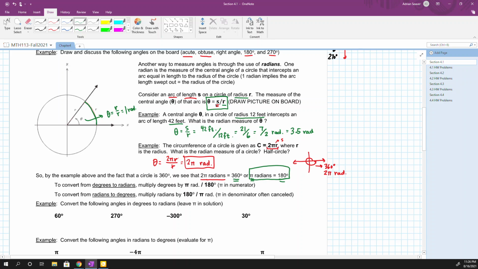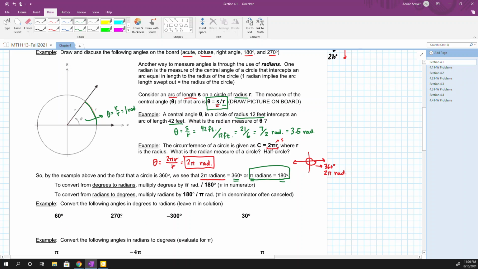We're going to use that ratio of radians to degrees to convert back and forth. So to convert from degrees to radians, you're going to multiply your degrees by pi radians over 180 degrees, or pi over 180. And the way I remember this is that pi is in the numerator, because most of your radian measures will usually have a pi involved, at least the ones we're going to be discussing most of the time.